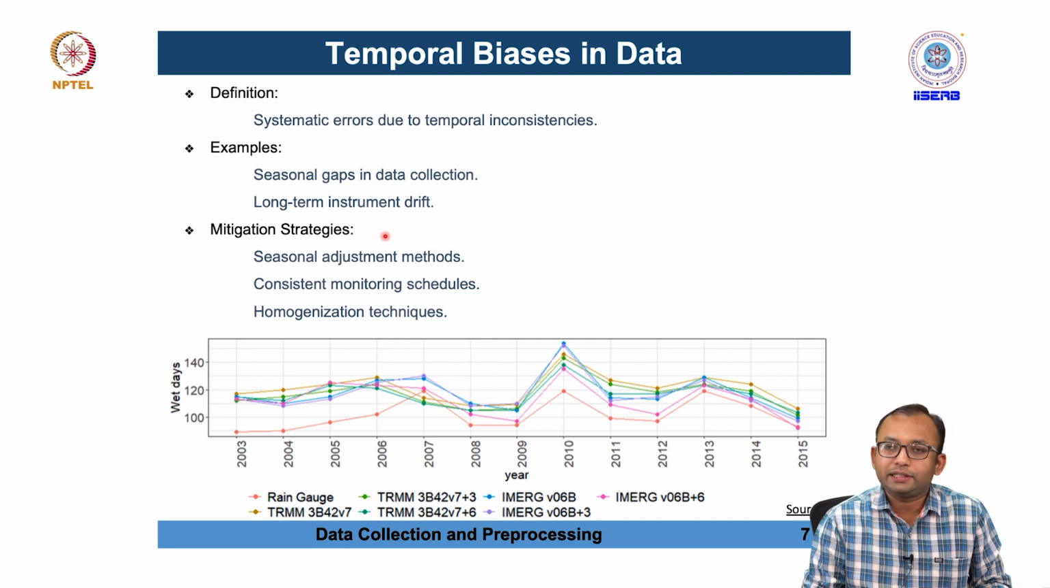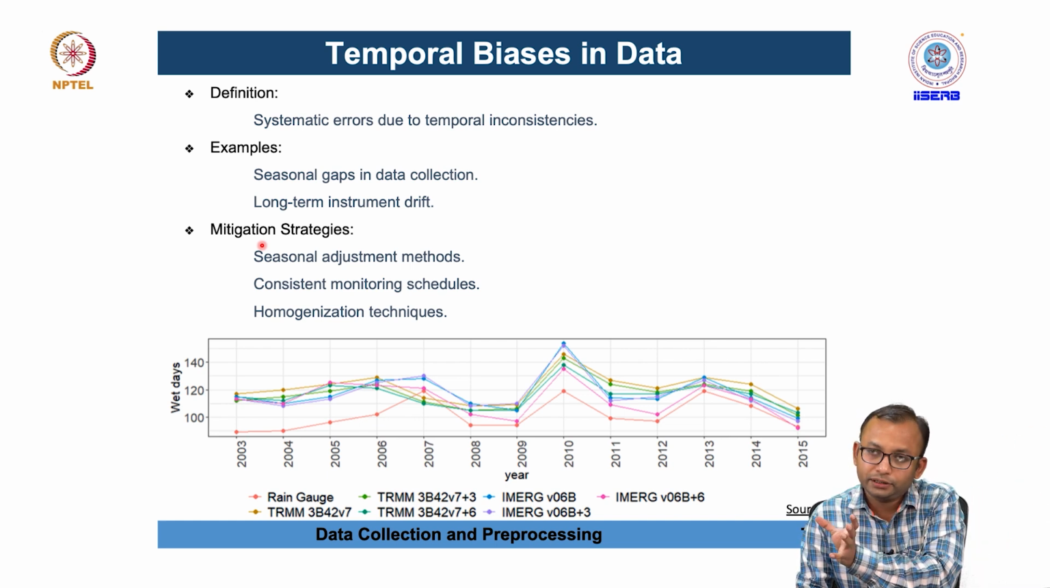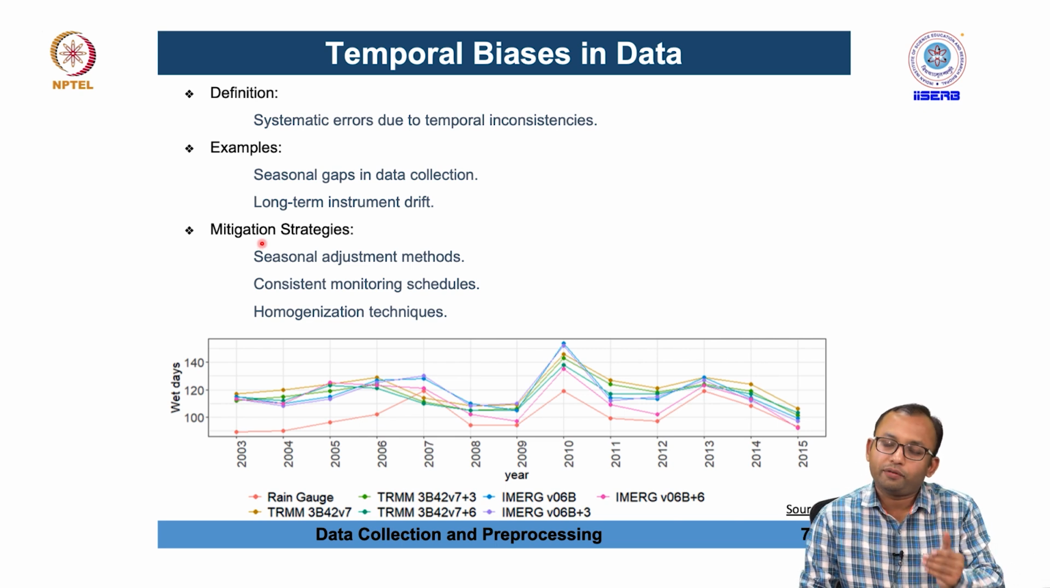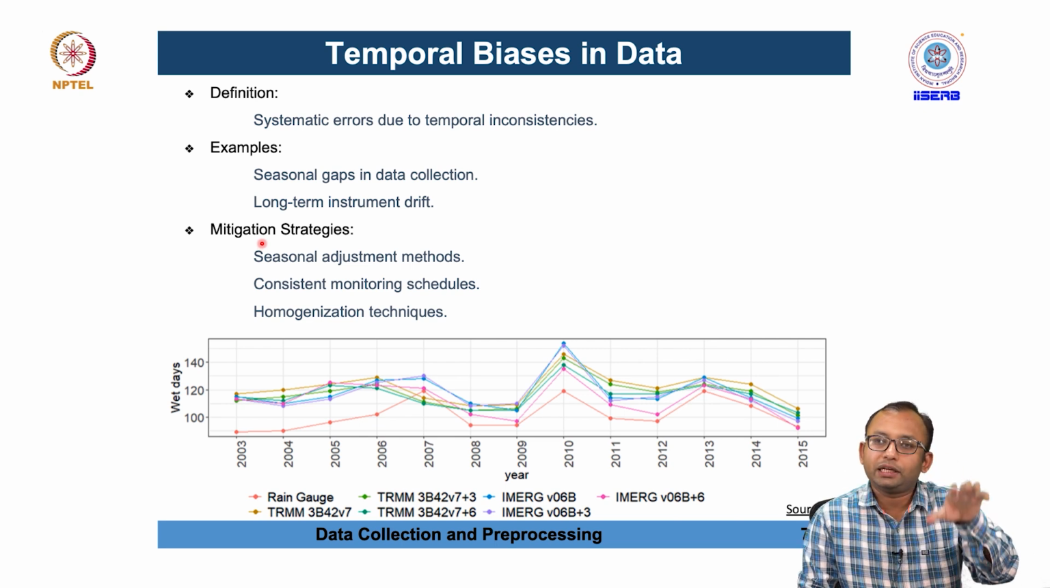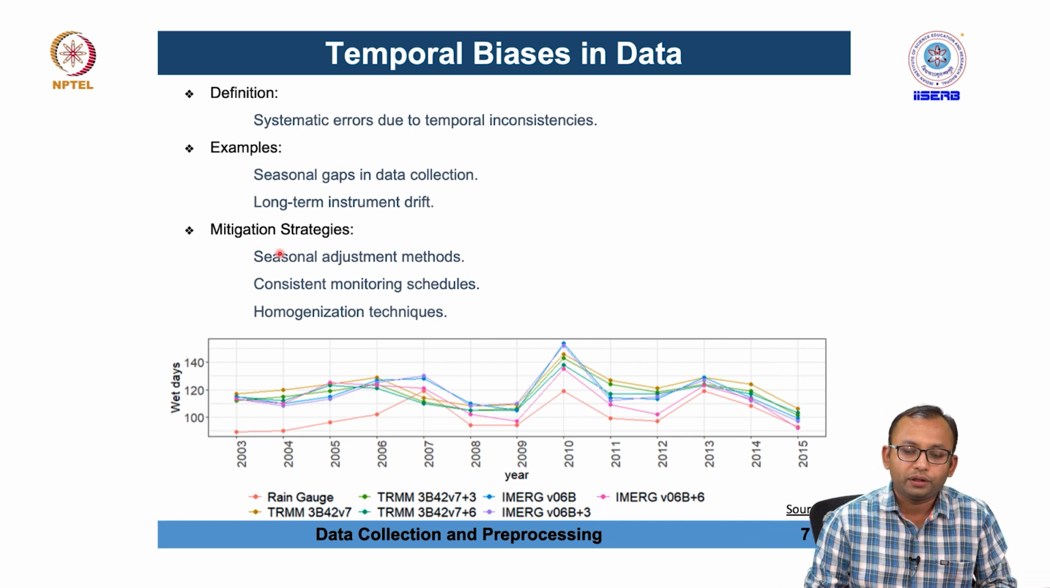So, what are the strategies to deal with these kinds of inconsistencies or biases in the data? We may use the seasonal adjustment method. Generally, these methods are based on historical records, how the historical behavior has been observed, and based on those observations, we use that adjustment method to fill that gap. If the seasonal pattern is completely missing, then we will use that learning from the past and use that information to fill that gap.